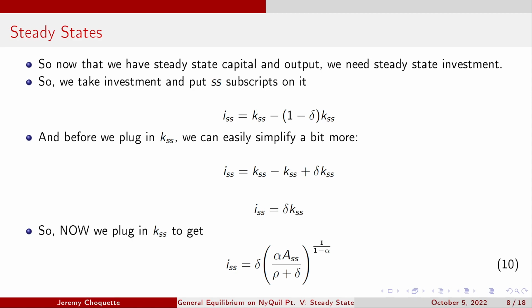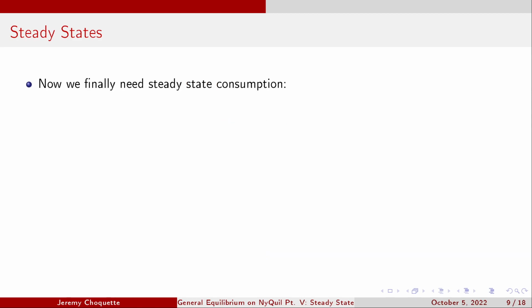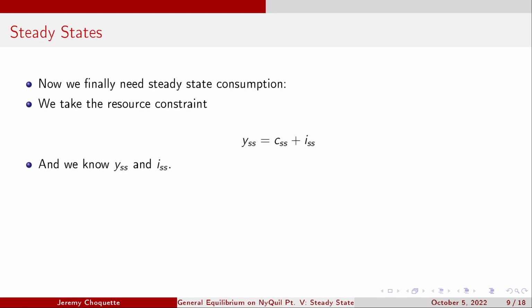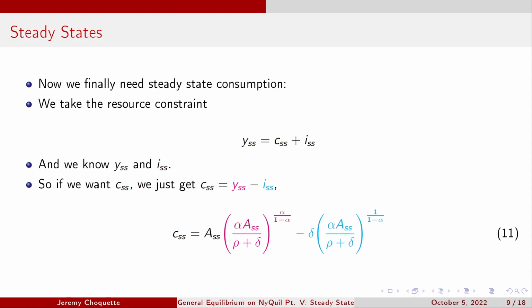If KSS is alpha times A over rho plus delta, all to the power of 1 over 1 minus alpha, well, there we go. We got that. Equation 10 is steady state investment. Now I finally can get steady state consumption. How do I do that? Well, I'm going to take the resource constraint, and since I already know steady state output and steady state investment, steady state consumption is just steady state output minus steady state investment. It's just a little bit of algebra here.